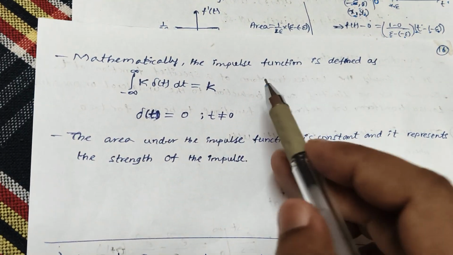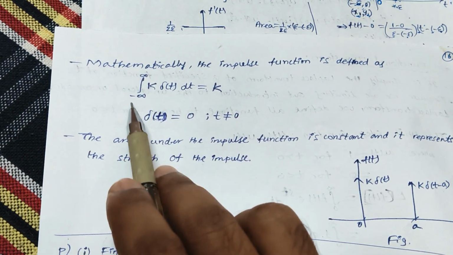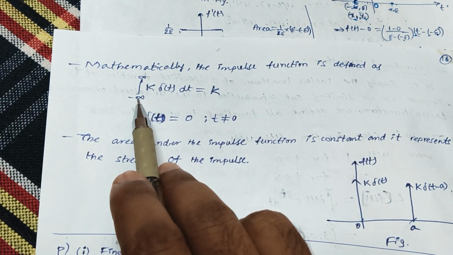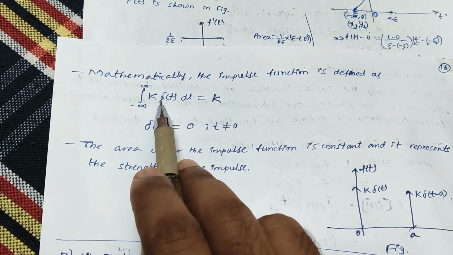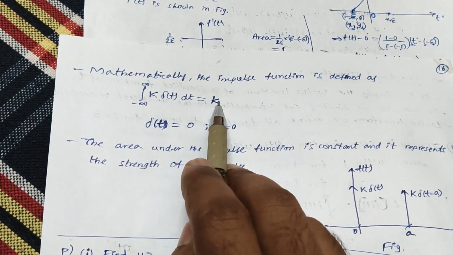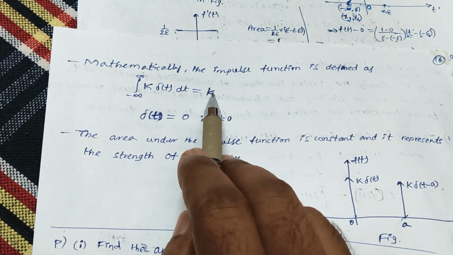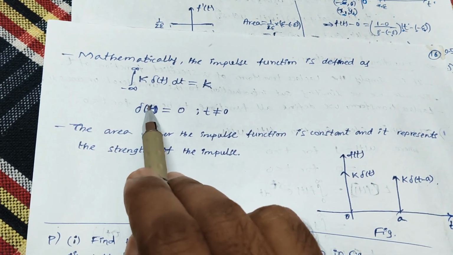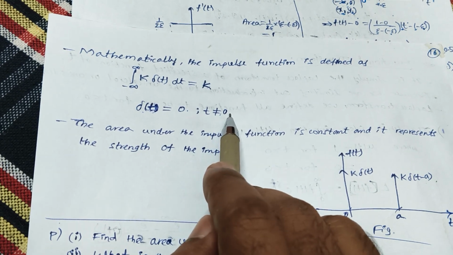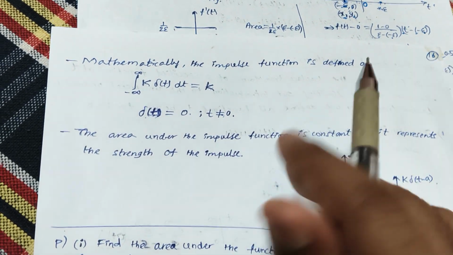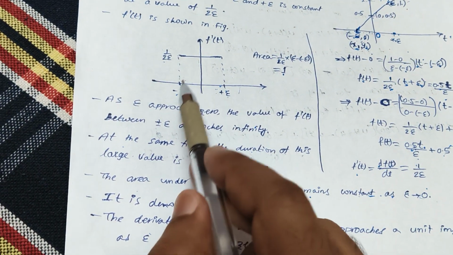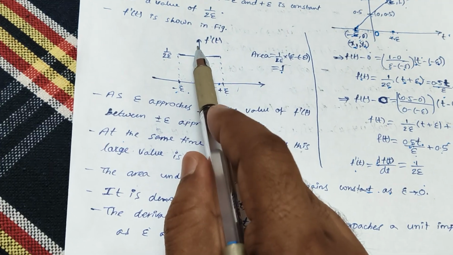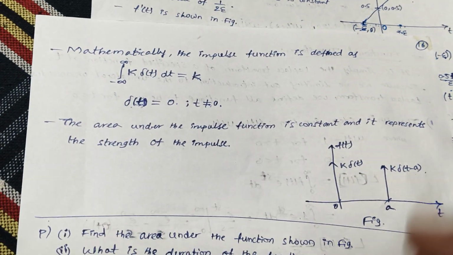And the mathematical representation of the impulse function is the integral from minus infinity to infinity over the time interval. If you are integrating with some k into del of t, I am assuming that magnitude as k instead of unit impulse, k into del of t is equal to k. If it is a unit impulse function, k will become 1, and the magnitude becomes 0 other than at t equal to 0. That means we have seen already, the function has magnitude only at 0. Impulse function means other than 0 the impulse function is 0.